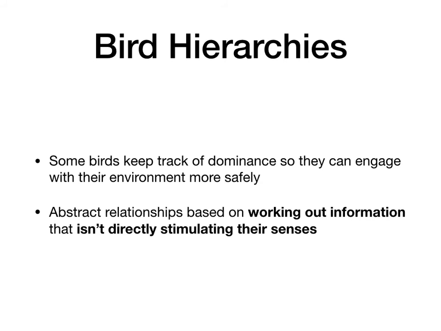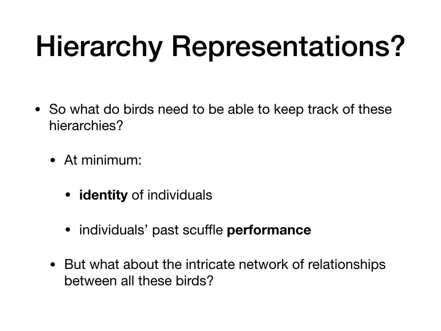So, but it's based on some pretty nuanced relationships under the hood. They have to work out information that's not directly stimulating their senses. And they are actually able to do this. So how? What do they need to be able to keep track of this kind of thing? At minimum, they need two things that are pretty apparent. They need to know who is who. They need to keep track of identity of individual birds.